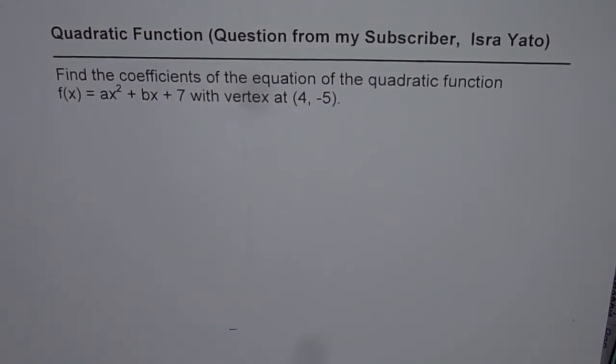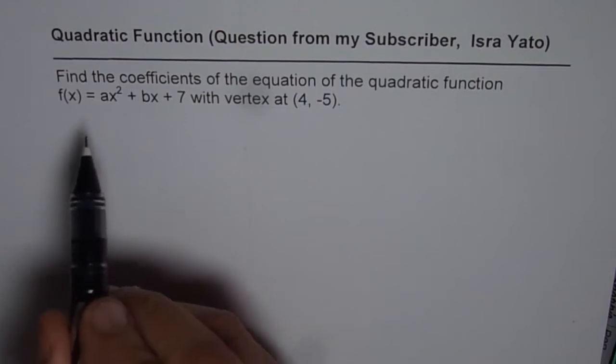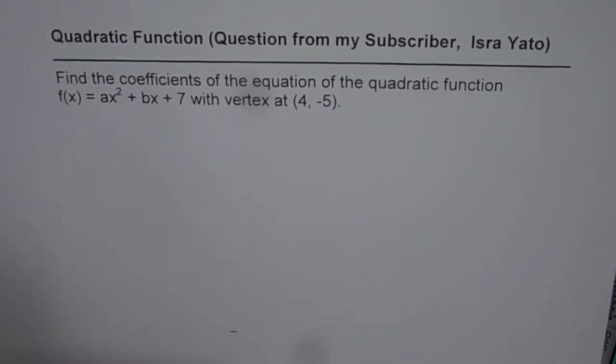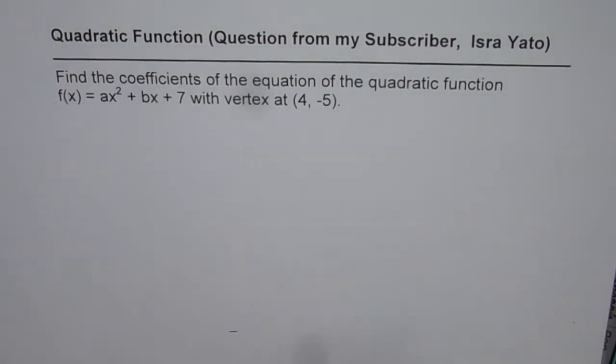I'm Anil Kumar sharing with you the solution for an excellent question asked by my subscriber Isra. The question is: find the coefficients of the quadratic function f of x equals ax squared plus bx plus 7 with vertex at (4, -5). By coefficients we mean you need to find the values of a and b.